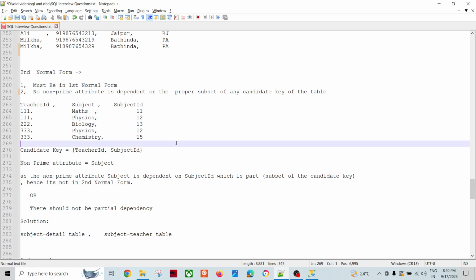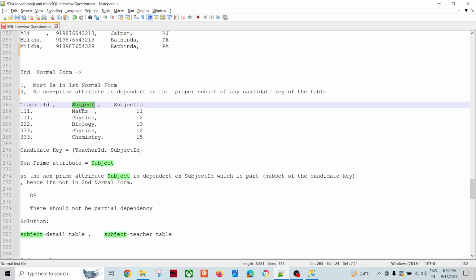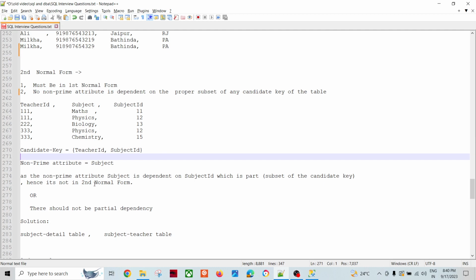Okay. So the second normal form says that any of the non-prime attribute. What is the non-prime attribute? Subject is the non-prime attribute. Any non-prime attribute is dependent on subject ID, which is part of the candidate key. So it should not be there. So any non-prime attribute on the proper subset of any candidate key.